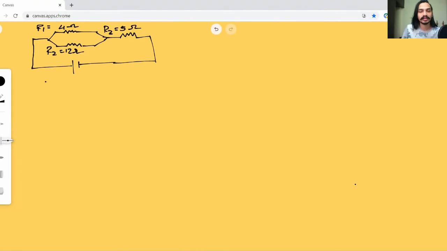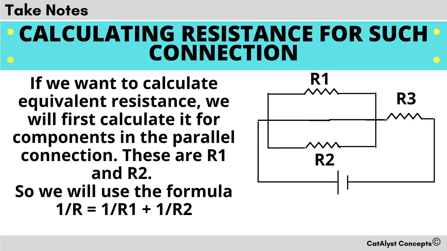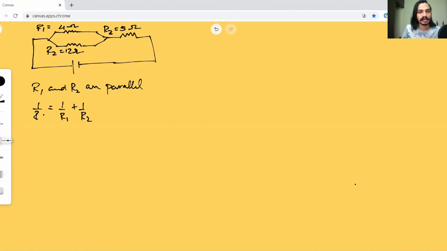This is where the series and parallel connection rules come in. First, I know that R1 and R2 are in parallel, correct? So I can use the equivalent resistance formula to replace them. I can say that 1 by R equals 1 by R1 plus 1 by R2. I didn't write R equivalent because it's not the final one. For now, I just wrote it as R.